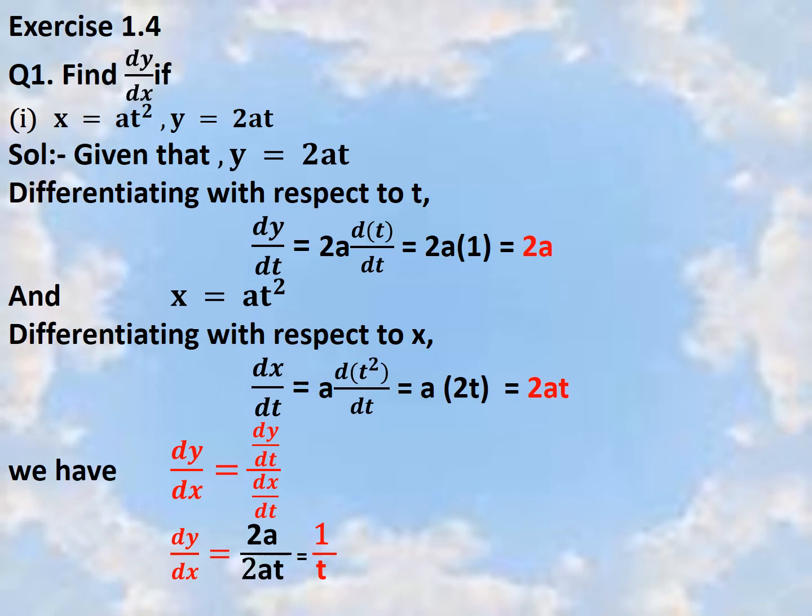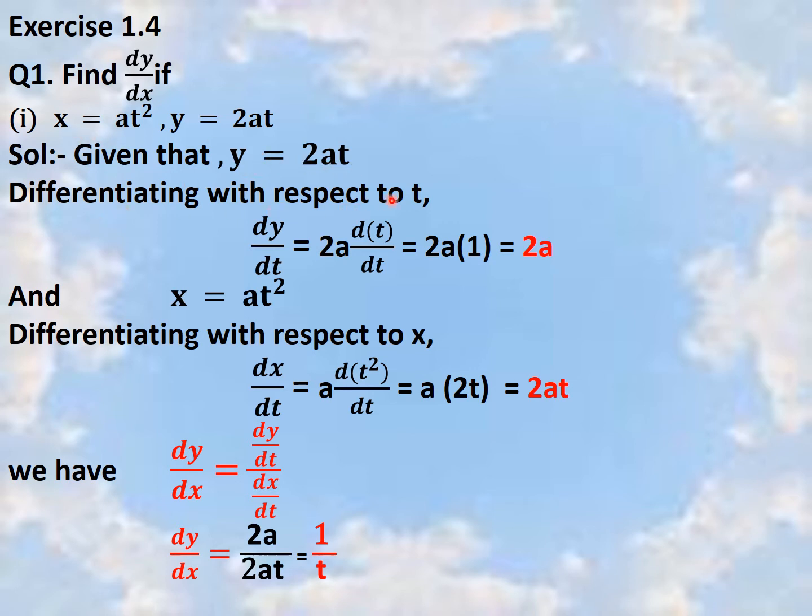Now we can solve the sums using the theorem. Exercise 1.4, question number 1. Find dy by dx if, first question, x is equal to at square, y is equal to 2at. It's a simple one. Given that, we will start with y to avoid the mistake. You can start with x also, no problem. y is equal to 2at.